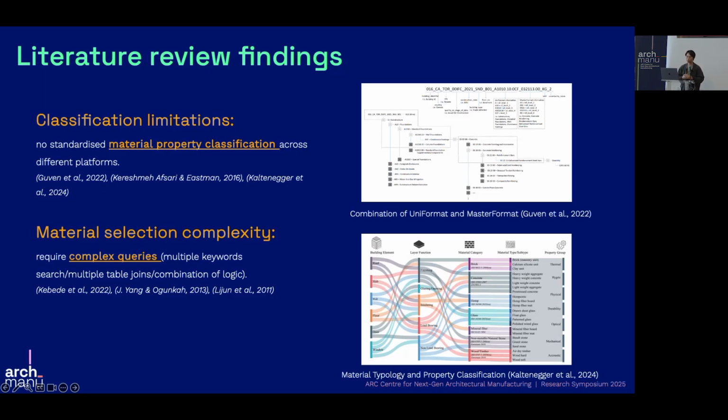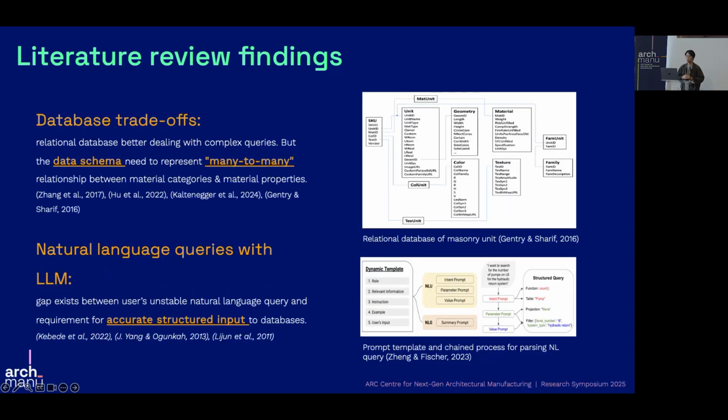Also, this research found that material selection complexity requires complex queries, which could involve, for example, multiple keyword searches, multiple table joins, and combinations of different logic. The literature review continues with data exchange. Compared with file-based exchange, the central database approach to managing data is better at data-level management and also provides a single source of truth.